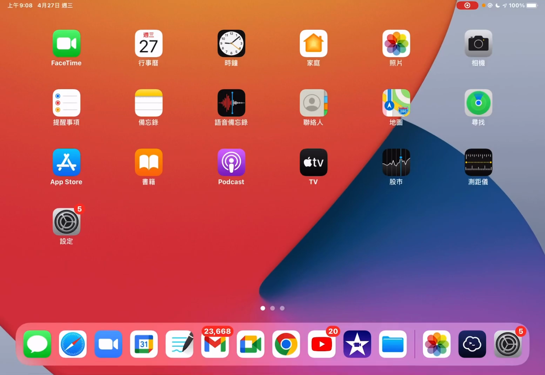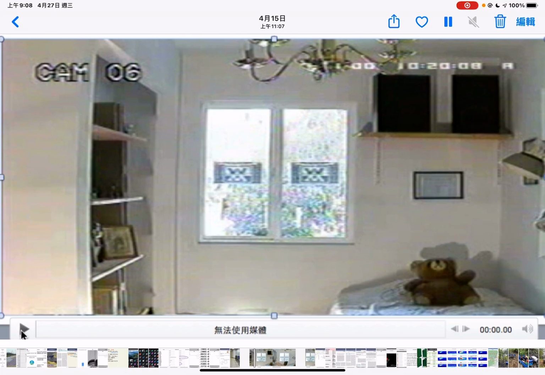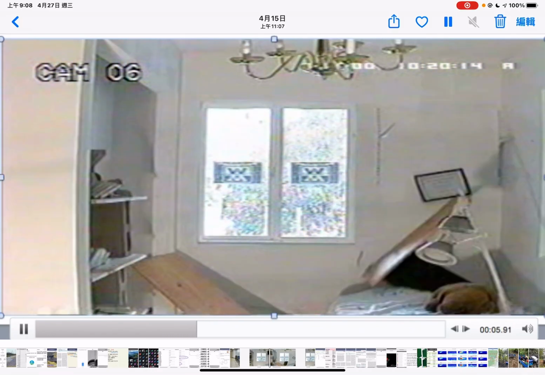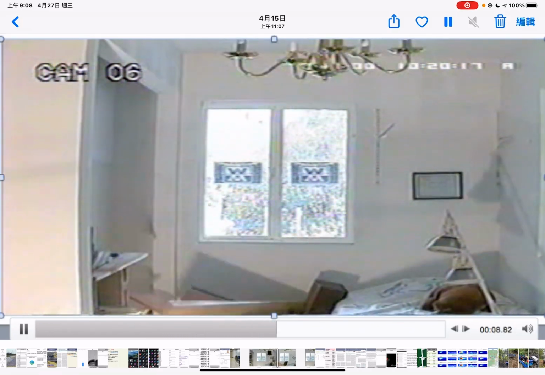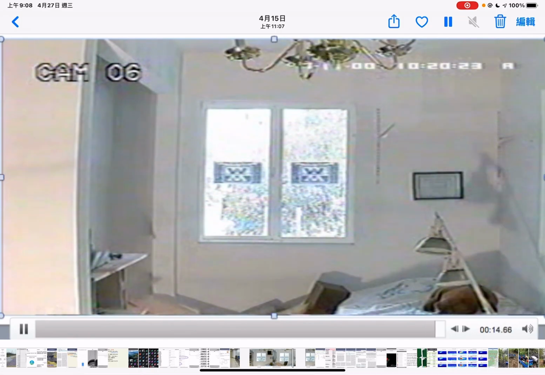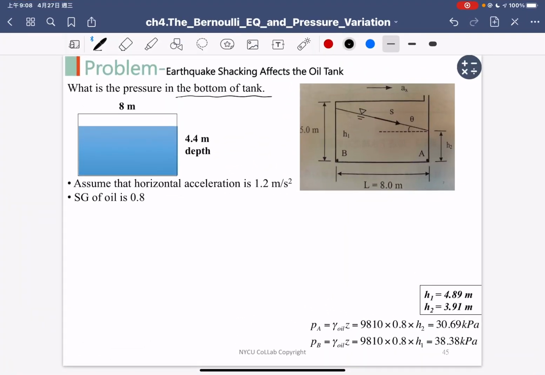So I will just play one movie and you can understand how large intensity 5 is. In this movie, you see the shaking is over intensity 6. You can see that with intensity 6, the shaking can make all of the structures in the house collapse. So if you put your tank and put the oil in the tank, after the shaking, you need to estimate how large the pressure is at the bottom.